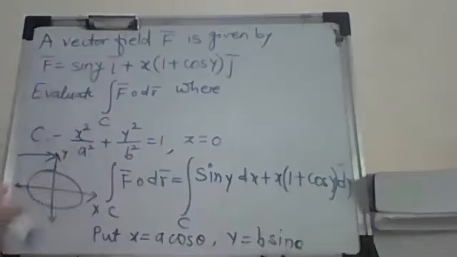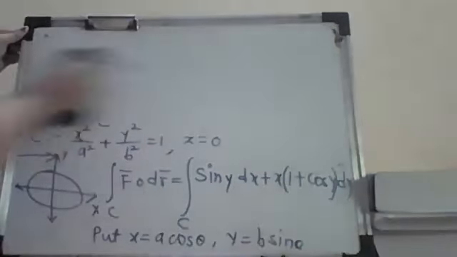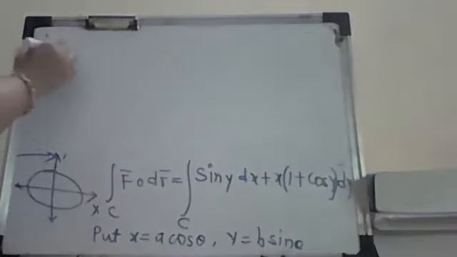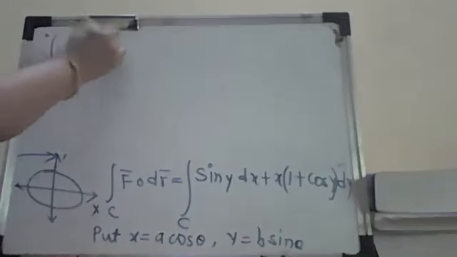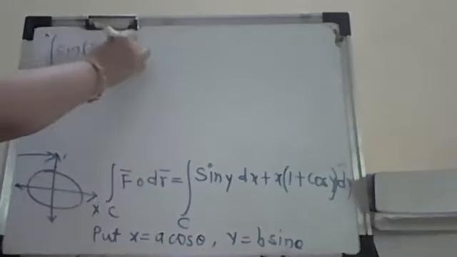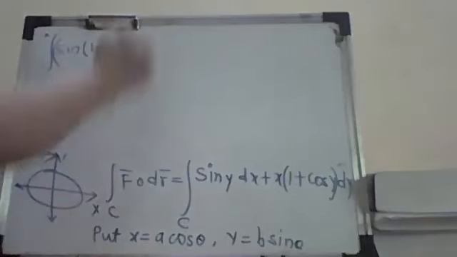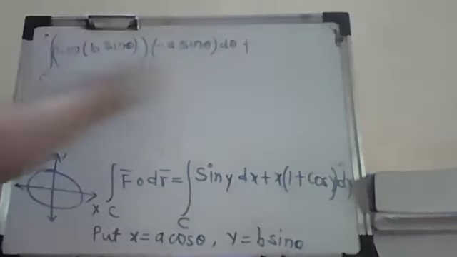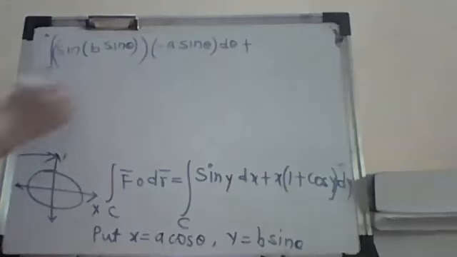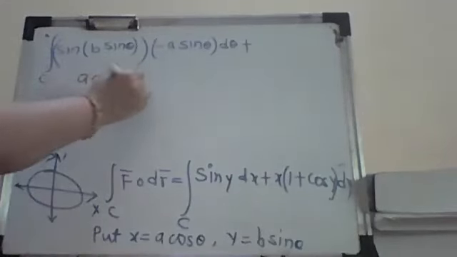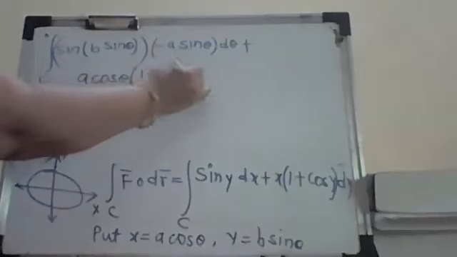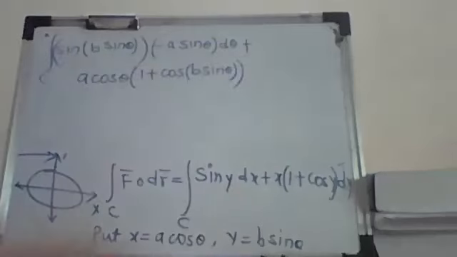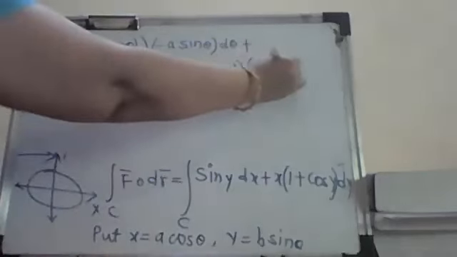See, when I put it here, how will this integration look? Sine of y is sine of b sin theta, and then I have dx. What is dx? It is minus a sin theta d theta. Plus I have the next term, x, which is a cos theta, times inside the bracket 1 plus cos of y, that is b sin theta, and then outside I have dy, which is b cos theta d theta.